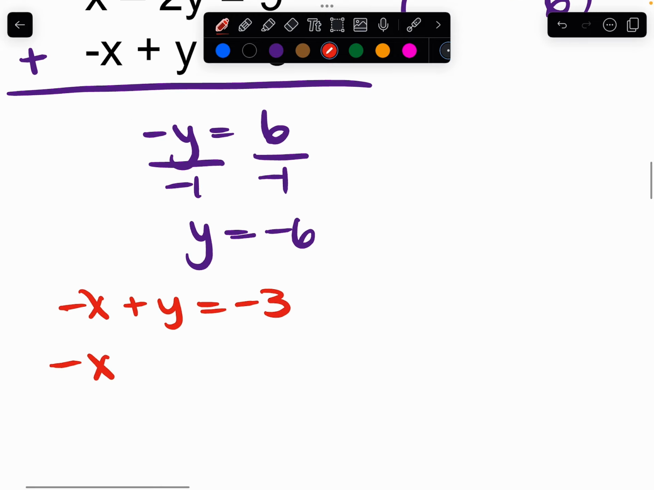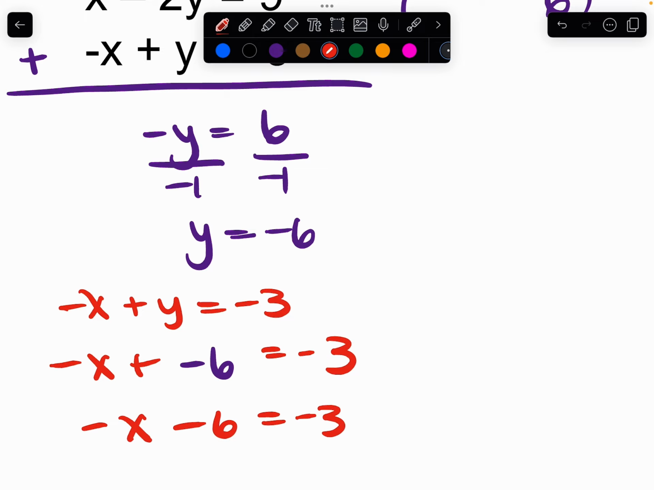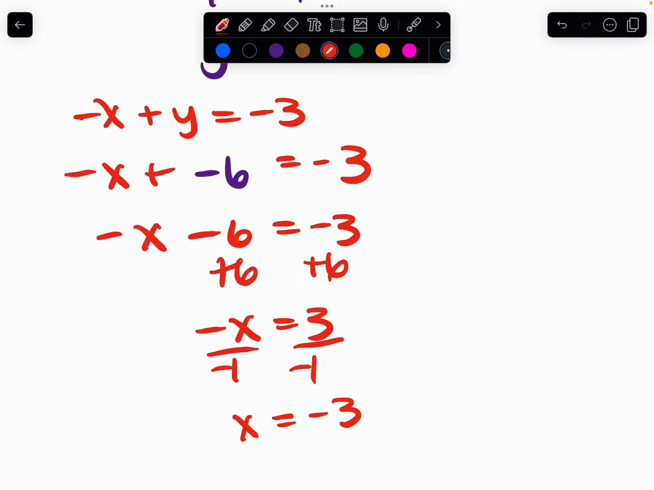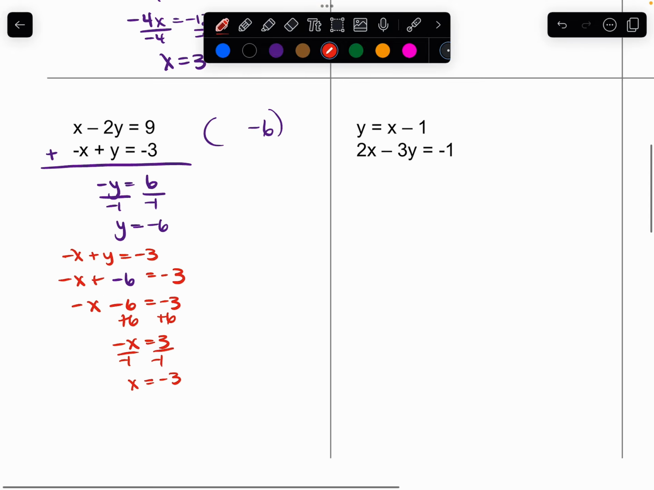So negative x plus, then I'm going to replace that y with negative 6 equals negative 3. So that's negative x minus 6 equals negative 3. So I'm going to add 6 to both sides and get negative x equals 3. Divide by negative 1 and get x equals negative 3. So it's the point (-3, -6).